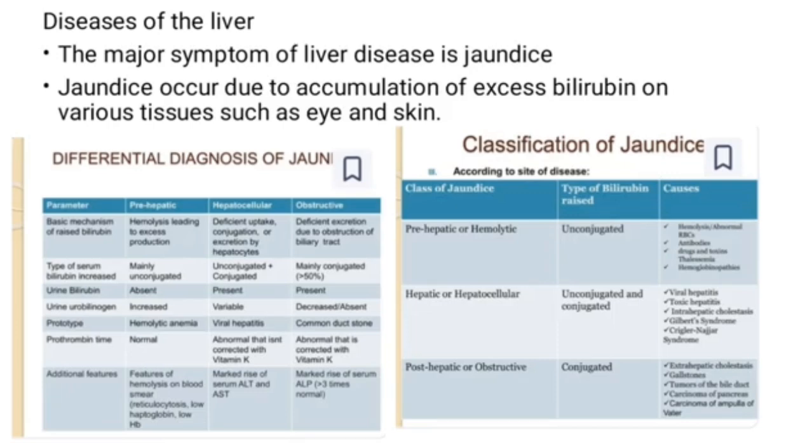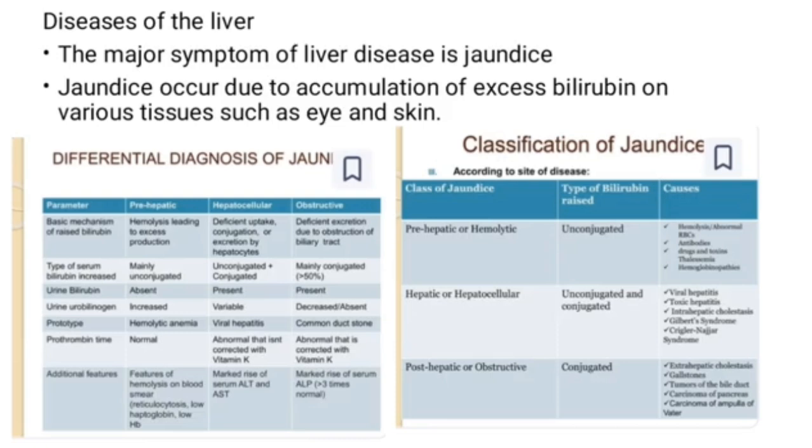Jaundice occurs due to accumulation of excess bilirubin in various tissues such as eye and skin. So when the liver is diseased, or when there is a particular condition associated with the liver, one of the hallmarks is excess bilirubin, because the liver is what handles the excretion of bilirubin from the body. And so once there is a liver problem, there will be impairment in the metabolism of bilirubin and its excretion. So the major symptom of liver disease is jaundice.